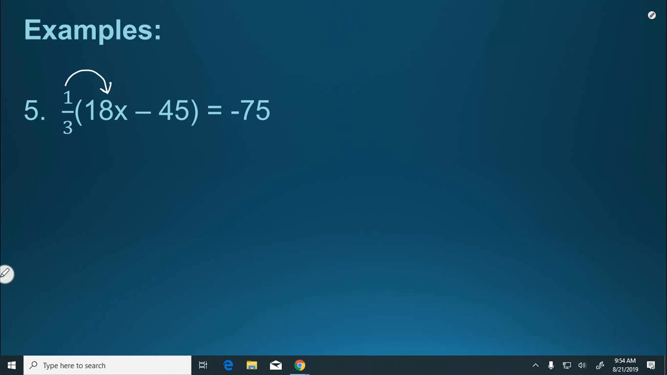A third of 18 is like dividing by 3. So 18 divided by 3 is 6. We get 6x. Then a third of 45, again, is like dividing by 3. Bring down the minus sign since this is a positive that we're multiplying by. And 45 divided by 3 is 15, equals negative 75. So we started with the distributive property.